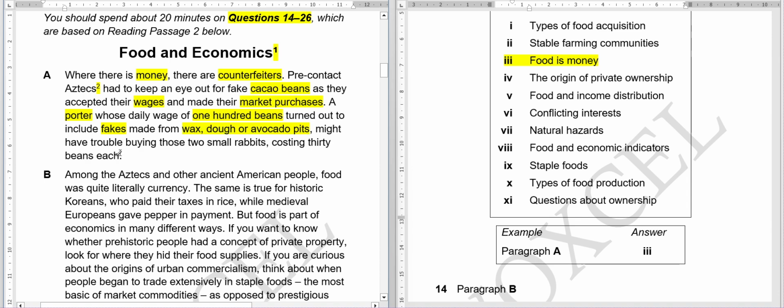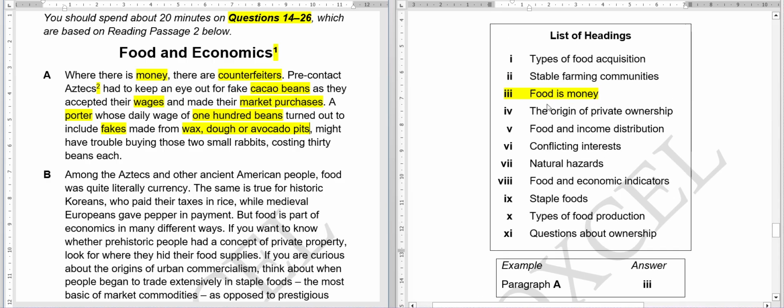So he or she might have trouble buying those two small rabbits that cost 30 beans each, to eat them, as that is their main food source basically. So if we look at this example, just for understanding, they have given the third as an option. What this option says is, food is money. So yeah, they are talking about cacao beans. It is a type of food, so it is basically money for them.